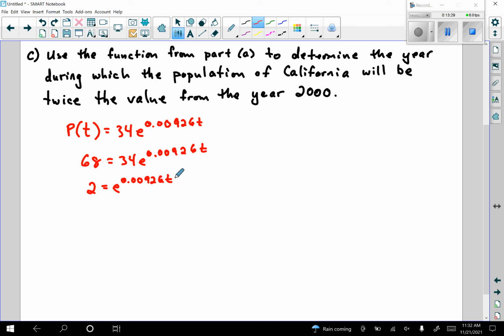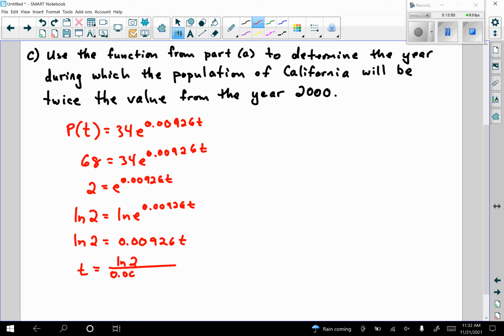Take the natural log of each side. Now, even though we know this is going to cancel, I still want you guys to show this step. Show you're taking the natural log of each side. So now we just get the natural log of 2 is going to equal this 0.00926t. So now t is just going to equal the natural log of 2 divided by this decimal. That's the exact value, and then this is approximately, again, if you want to pause the video to type that in. We should be getting 74.85.